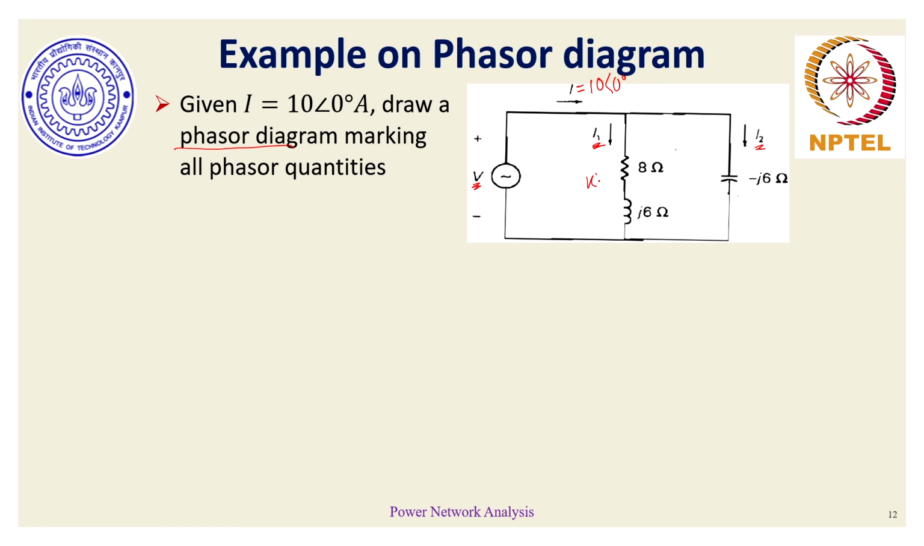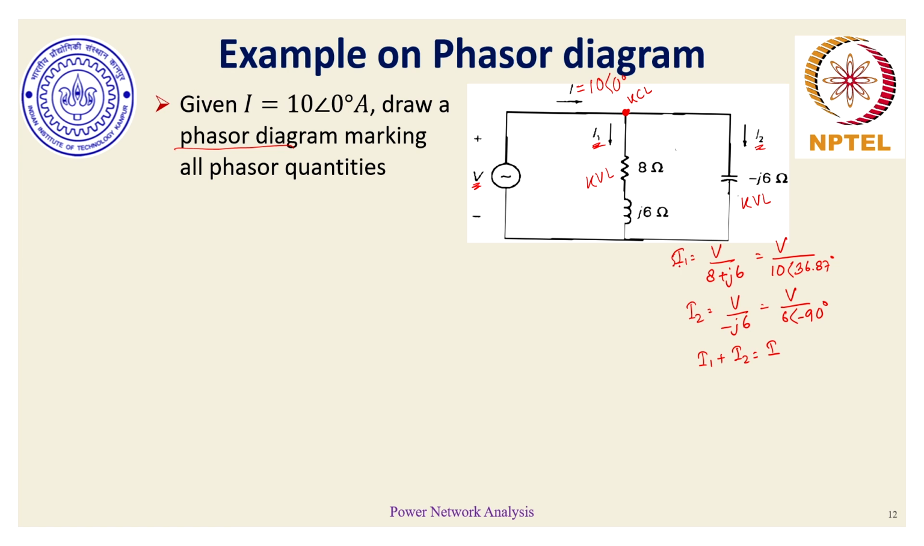So if we apply KVL across this particular branch, we would get I1 is V by 8 plus j6, which can also be written as V by 10 at an angle of 36.87 degrees. Correspondingly, if we apply KVL across this branch, then we get I2 is V by minus j6, which is V by 6 at an angle of minus 90. And lastly, if we take KCL at this particular node, then we get I1 plus I2 is nothing but the source current I.